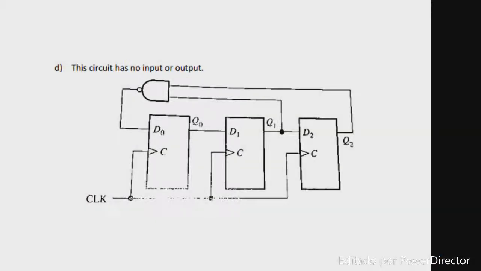This is the second exercise for our team, the exercise D. This circuit has no input or output. We only depend on our flip-flops type D. We have 3 in this circuit.